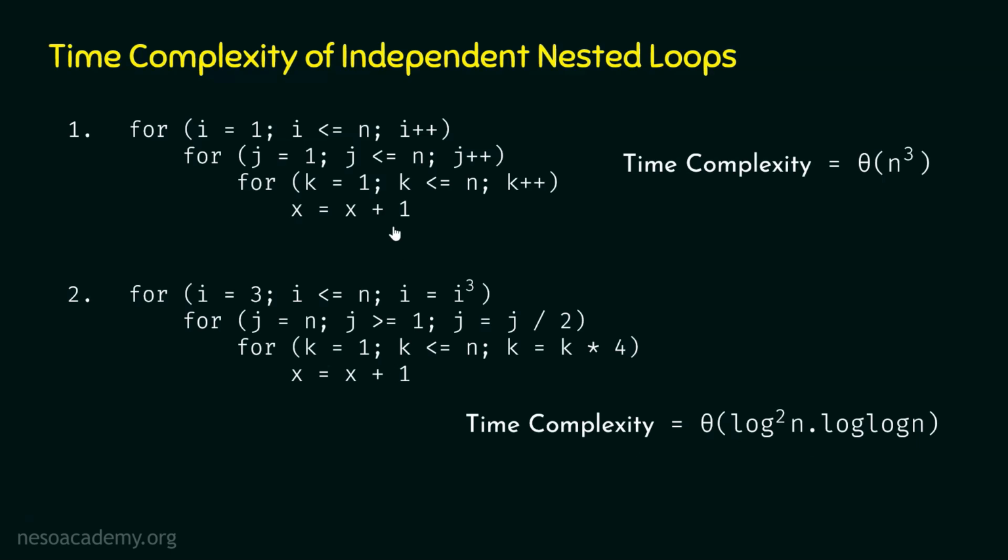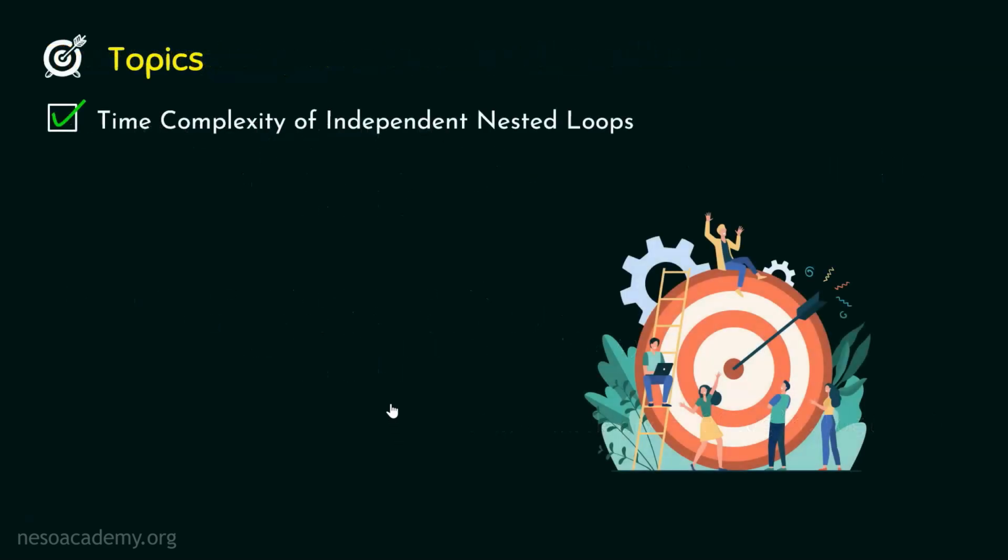Now with these examples, I hope it is completely clear how to find the time complexity of independent nested loops. We are now done with this topic. We learned how to find the time complexity of independent nested loops through examples. So with this, we are done with this lecture.